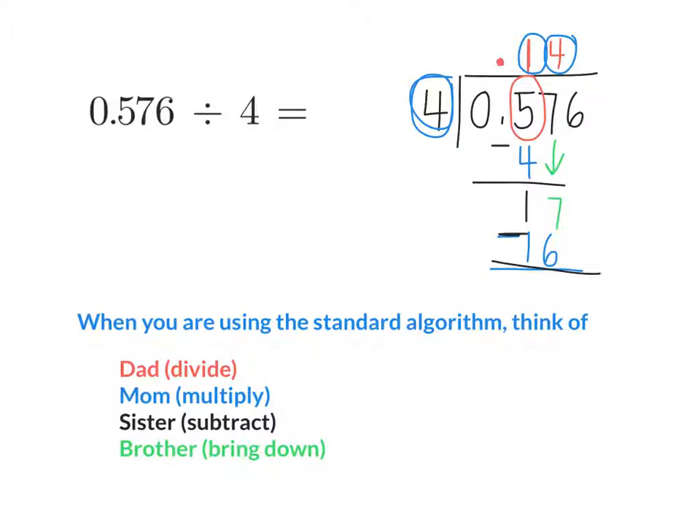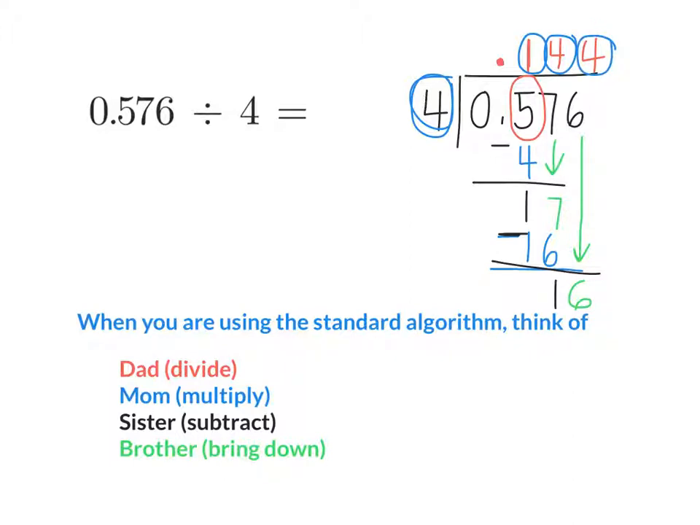Sister's going to know we had 17 hundredths to begin with. We used up 16. So how many are left? 1. Who's up next? Brother's going to bring down our next digit. What's our next digit? 6. That 1 that we had turns into 10 hundredths, for a total of 16 hundredths. Dad's up to bat again. He's going to divide. 16 divided by 4 is 4. He's going to, of course, record it in the hundredths column because now we're in the hundredths. Mom is up next. What does she do?